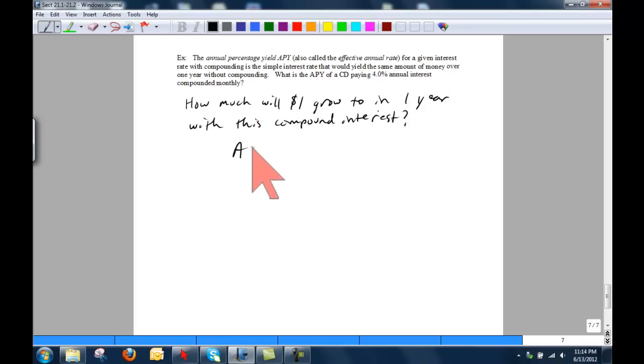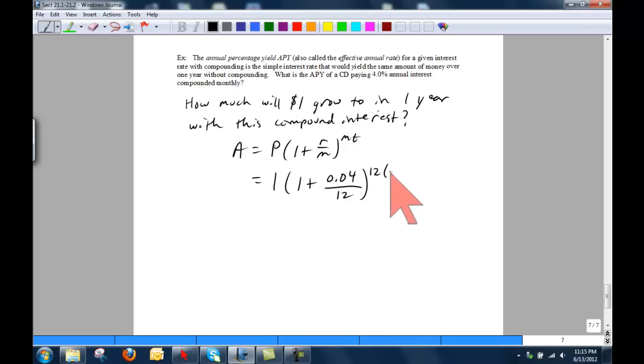All right, I use my compound interest formula. And I want to know how much it will grow to. In other words, find A. I'm investing $1. P is this dollar. 1 plus R is 4% interest. M is 12 compounding periods per year. And I'm investing this for 1 year, so T equals 1.